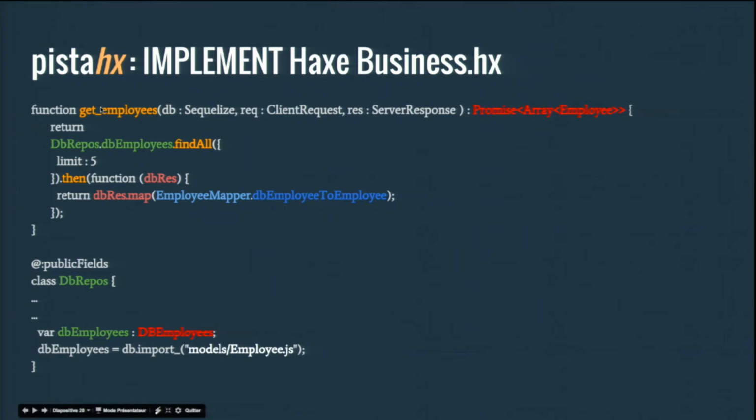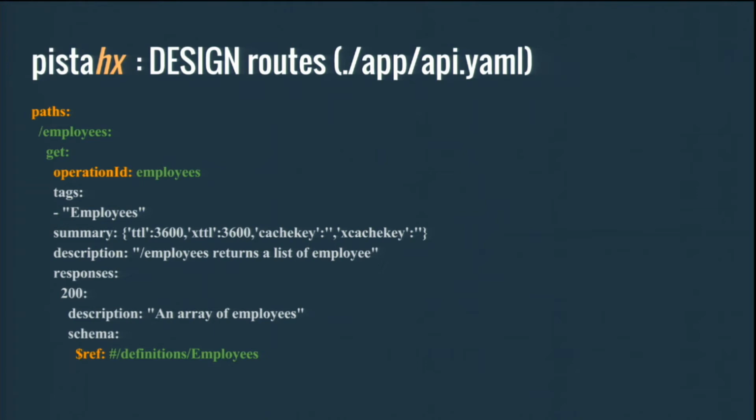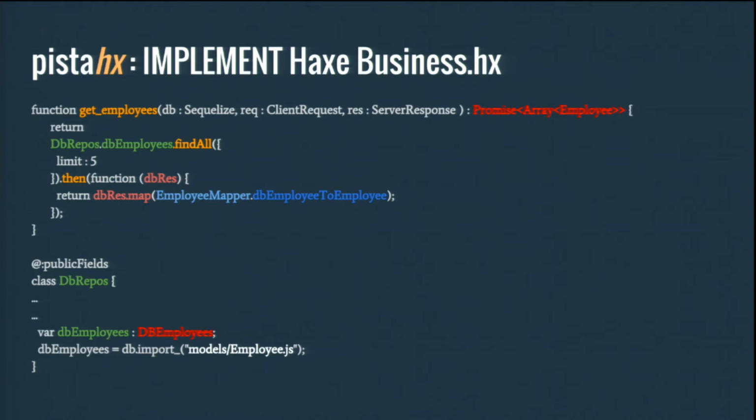I made a mistake. We will see just later how pistahx bootstraps all the routes, but here is a part of my business code. I just want to show you that this get employees route will later call this Haxe method, and we will see how. What's interesting here is that this part of the code is from Sequelize, the ORM to the database, so you can see that we call a findAll method on a model with a limit of 5, and then we do something with the result.